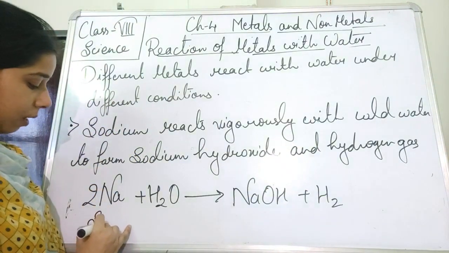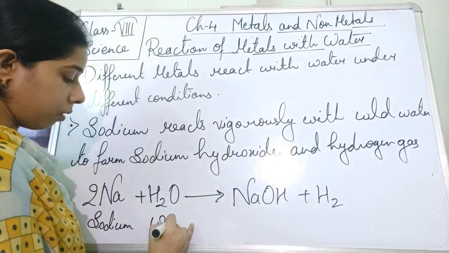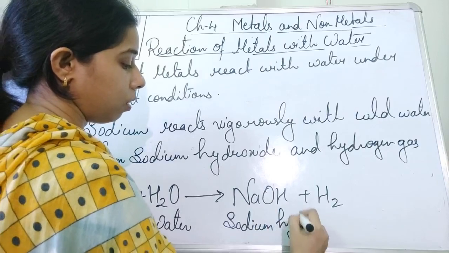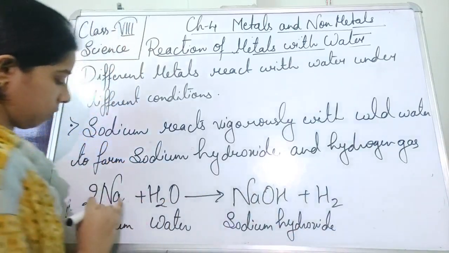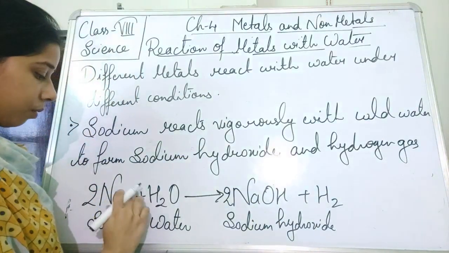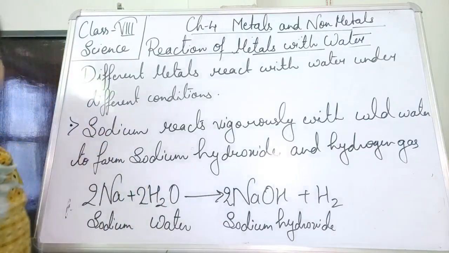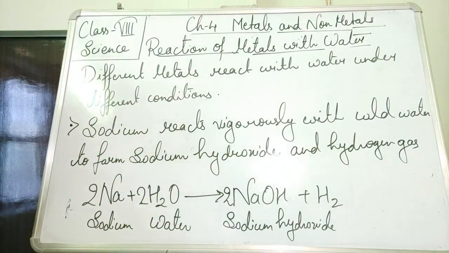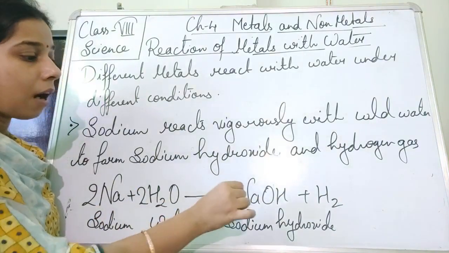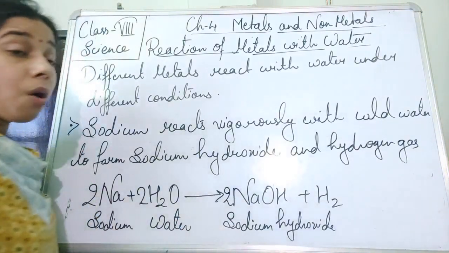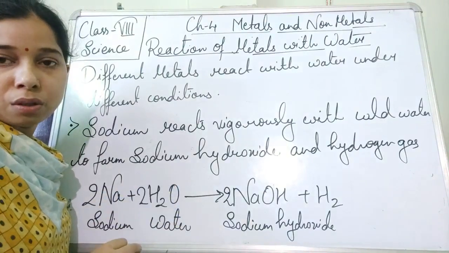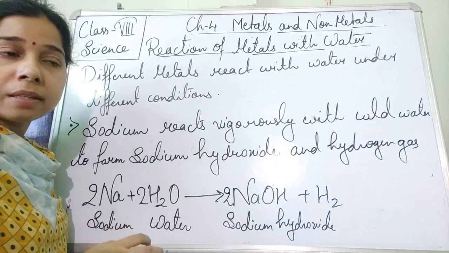This is sodium reacting with the water to form sodium hydroxide, 2NaOH. Okay, there will be 2H2. So when it reacts with the water, there is a formation of sodium hydroxide and hydrogen gas is released. Now a lot of heat will be released along with this reaction. So we can say that this reaction is quite exothermic.